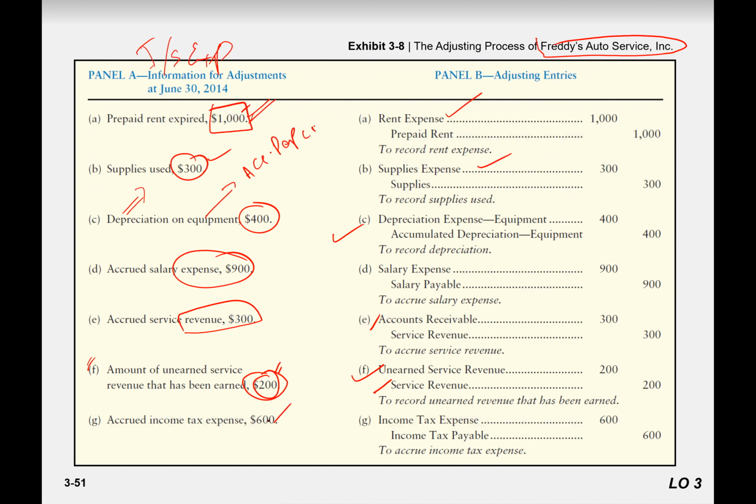And the last one is accrued income tax. Tax occurred, right? They didn't say that income tax was paid. If paid, then it would be cash. Since accrued, cash is not involved. So the entry would be income tax expense to income tax payable.